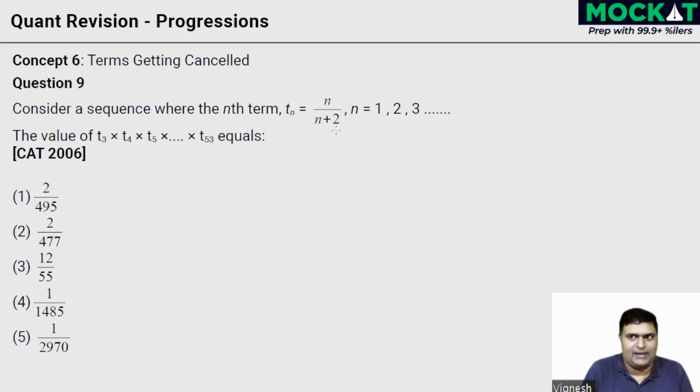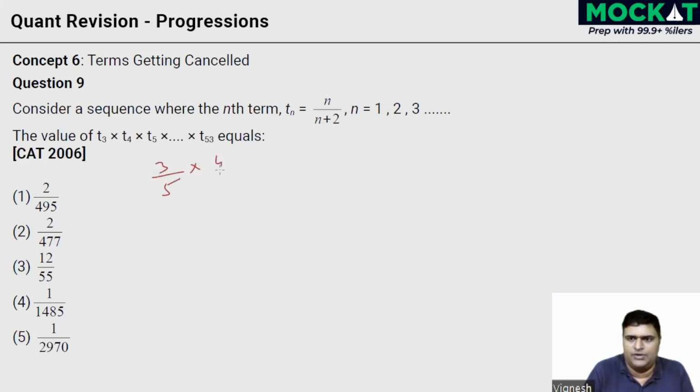Next up is terms getting cancelled. How do they get cancelled? Let's try this out. Consider a sequence where the nth term Tn equals n by n plus 2, where n is 1, 2, 3, and so on. The product of T3, T4, and so on till T53. What is T3 over here? T3 is 3 by 3 plus 2, 3 by 5.